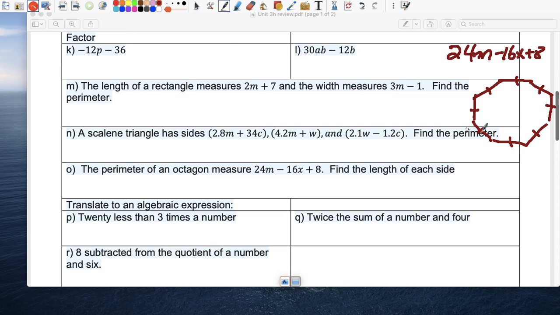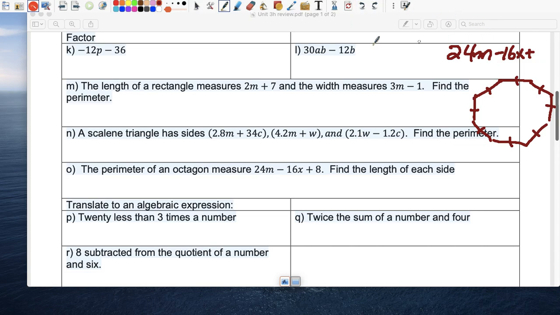So again, if you had an octagon and I told you that the perimeter of this octagon was 40, and I asked you for the length of the side, you would do 40 divided by 8, and each side would be 5, 5, 5, 5, 5. This is no different. The idea is the same. So let's divide that by 8.